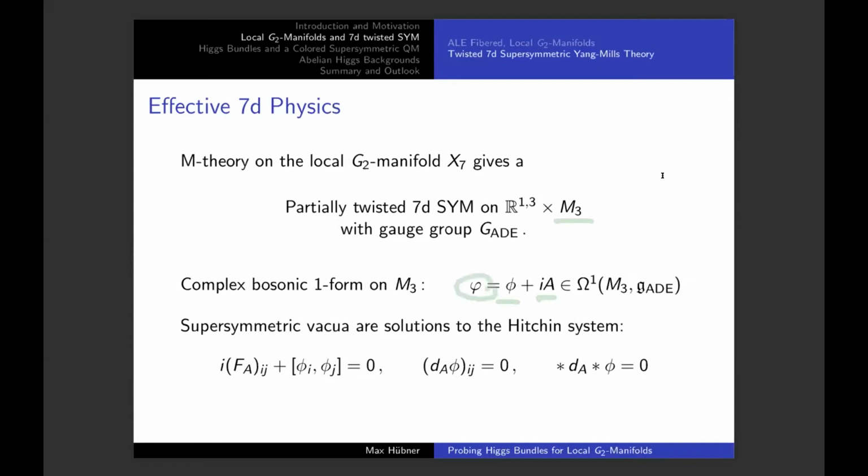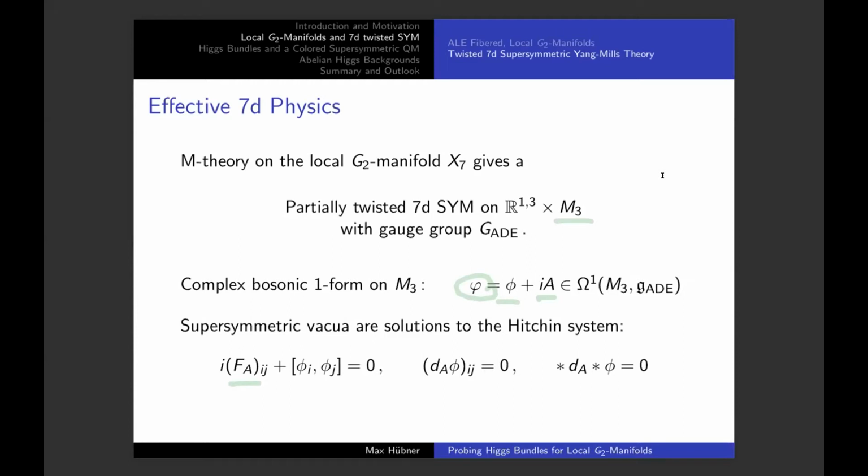The supersymmetric vacua of this 7D theory are now solutions to the system, which I've written out here, where F_A is the curvature of the connection along M3. When this curvature is non-vanishing, we call the solution non-abelian, and it's T-brane-like. And if the curvature vanishes, then the Higgs fields commute, and we refer to the configuration as abelian.